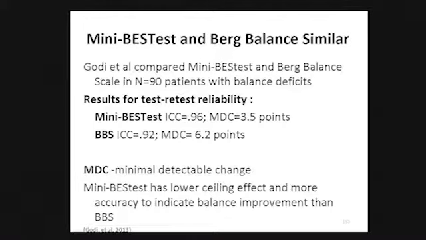Similar to the Berg. Mini-BESTest, okay. Test-retest reliability, excellent, 0.96. Berg Balance Scale, okay. Test-retest reliability, 0.92. And the minimal detectable changes. So you have these here. So if I'm deciding, oh, do I do the Berg or do I do the Mini-BESTest? Well, if a patient's a higher functioning patient, you bet I'm choosing the Mini. Okay, it has a lower ceiling effect and it's more accurate to show an improvement in balance. You want to show you made a change in the patient, you're using the Mini.